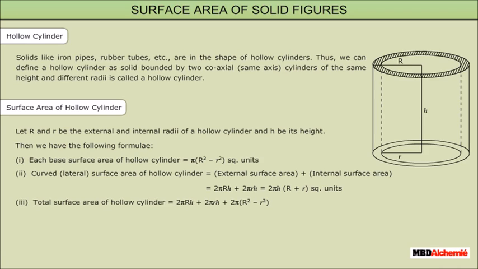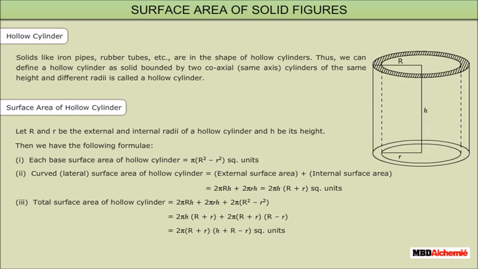Third, the total surface area of a hollow cylinder is 2 pi R h plus 2 pi r h plus 2 pi (R square minus r square), which is equal to 2 pi h (R plus r) plus 2 pi (R plus r)(R minus r), which is equal to 2 pi (R plus r)(h plus R minus r) square units.